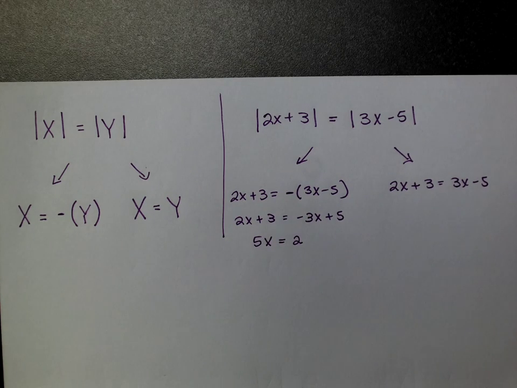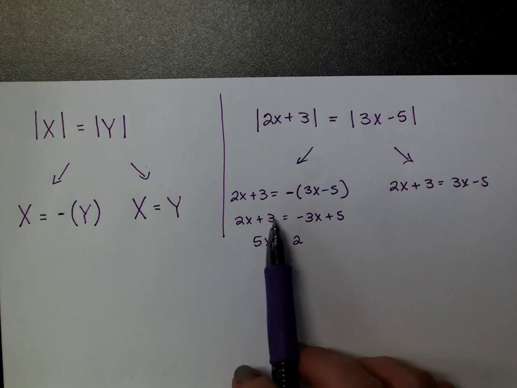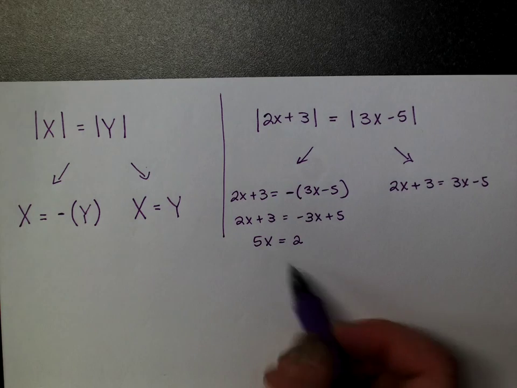I just did my addition property, both of them in one step, mentally. Added 3x to both sides and subtracted 3 from both sides. And divide both sides by 5.